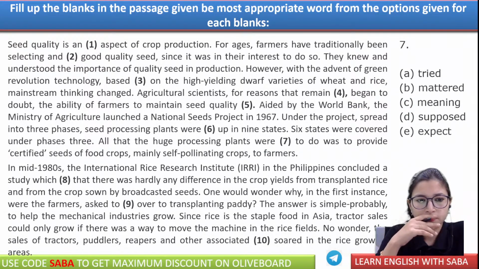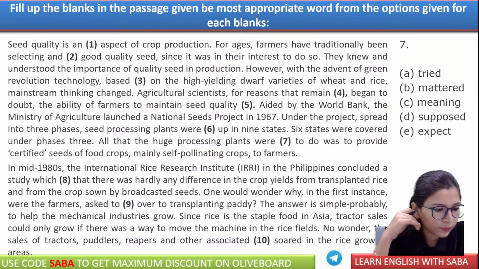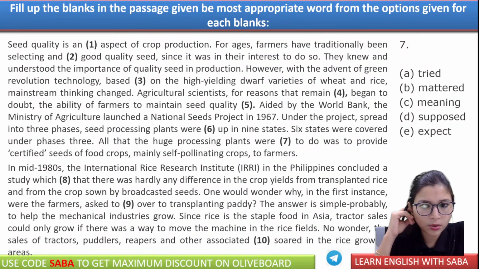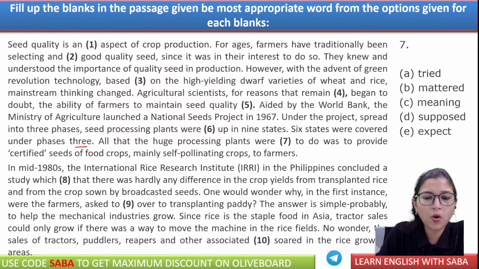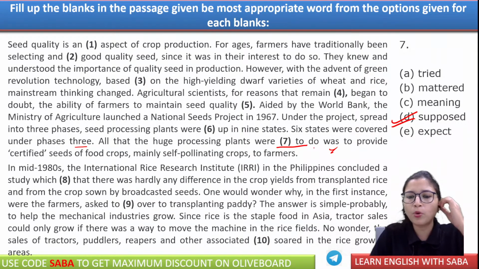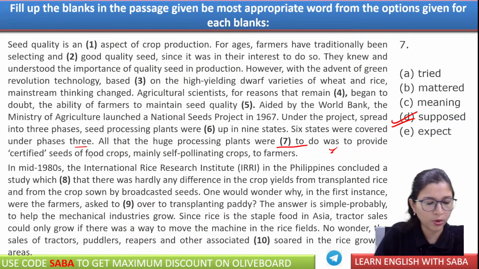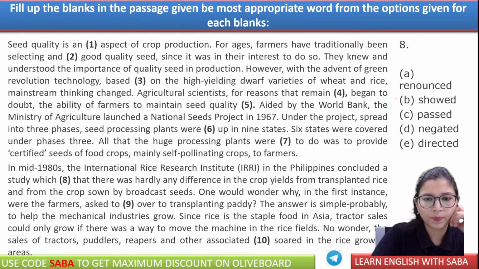Seventh. C and D, what are you saying? This is simple, I guess. This is completely simple. What is being said? Six states were covered under phase 3. All that huge processing plants were supposed to do. If it was expected, it would make sense, what they were expected to do. Were supposed to do was to provide certified seeds crop. Good. So, supposed to do. Good.